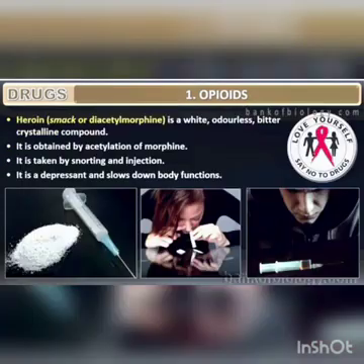Then heroin, smack or diacetyl morphine. It is a white, odorless, bitter crystalline compound. It is obtained by acetylation of morphine. It is taken by snorting and injection. It is a depressant and slows down body function.